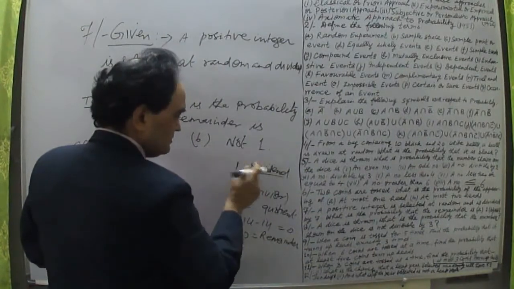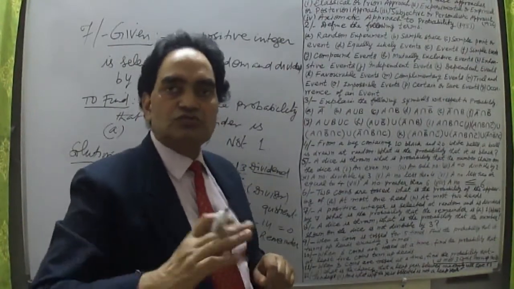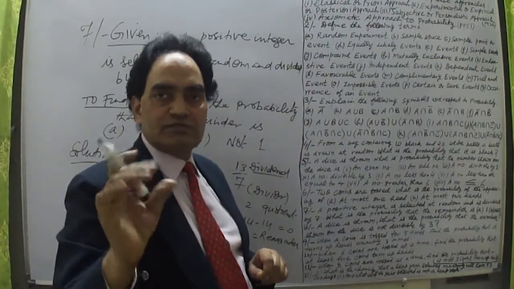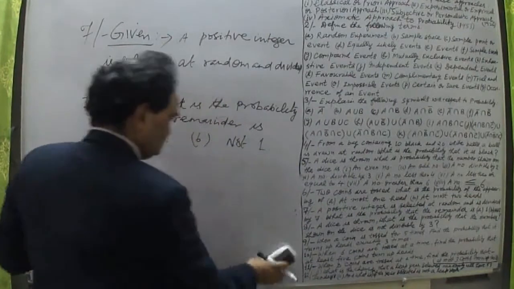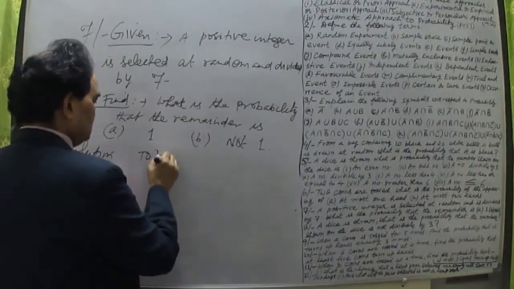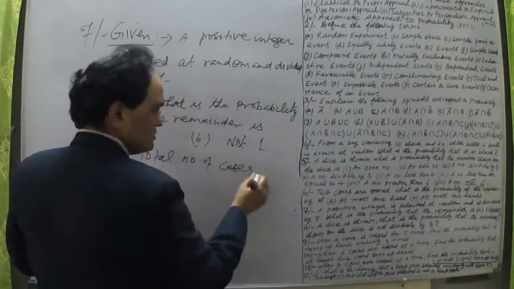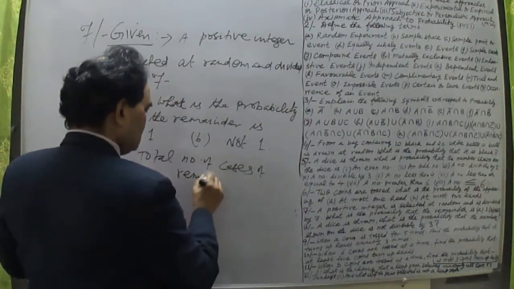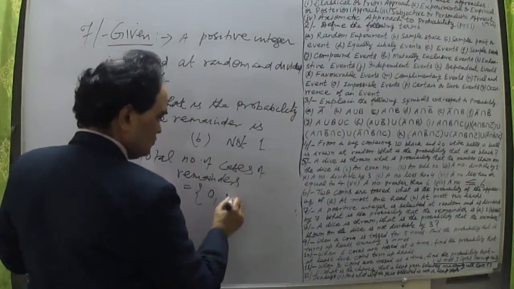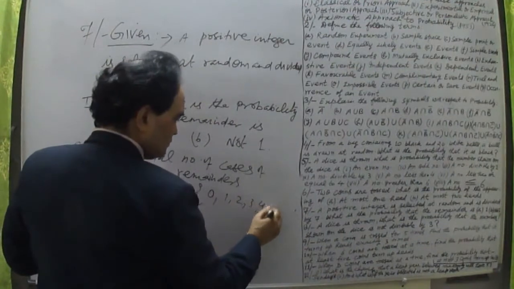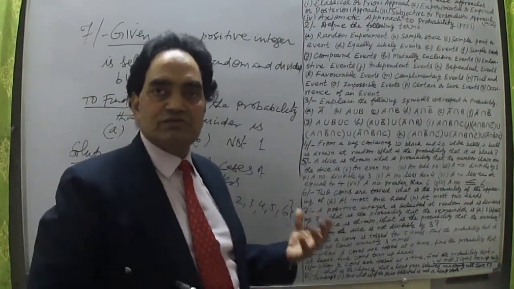And if it is 13, then 6 is the remainder. So the maximum remainder is 6. 0 to 6: 0, 1, 2, 3, 4, 5, 6. There are 7 possible remainders in this case. So the total number of cases of remainders: how many remainders are there? 0, 1, 2, 3, 4, 5 and 6. Up to 6 may be the remainders. 0 to 6 are the 7 remainders.